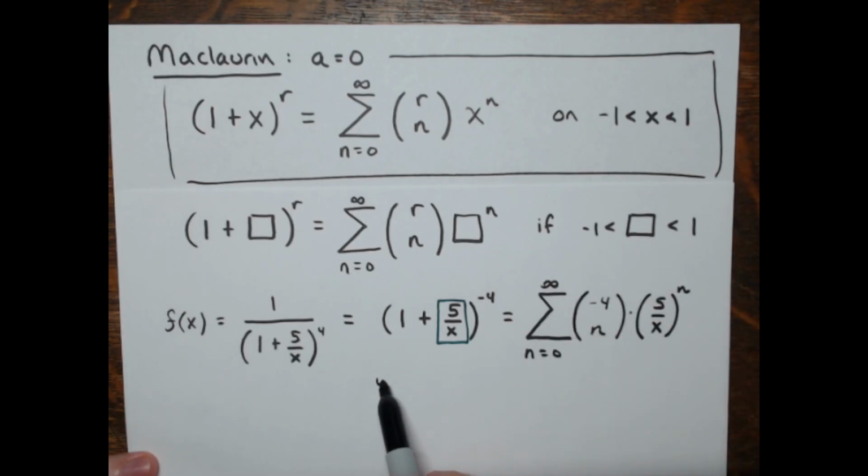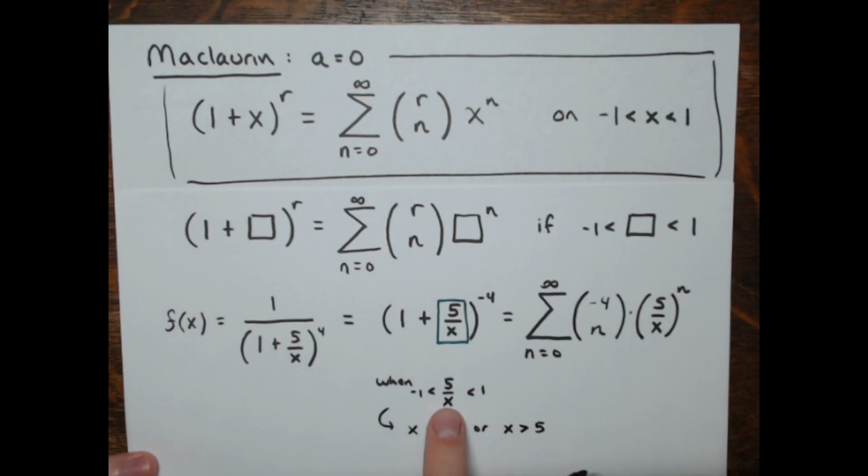Now this is going to happen only when 5 divided by x is between -1 and 1, which implies that, if you look, the only way 5 divided by x is going to be between -1 and 1 is if x is less than -5 or x is greater than 5.